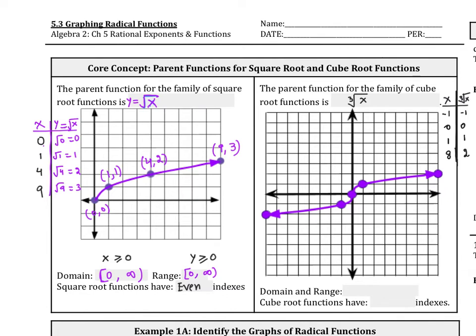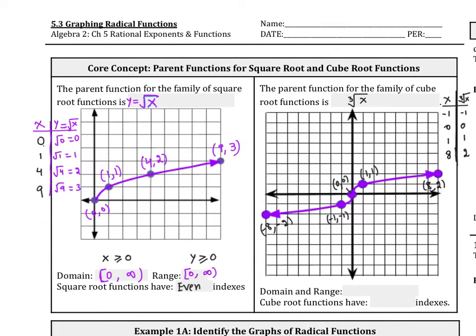So the points are going to be, this is -1 comma -1, and this is going to be 0 comma 0, 1 comma 1, and that's going to be 8 comma 2, and this is obviously going to be -8 comma -2.